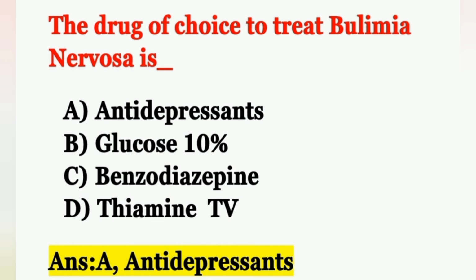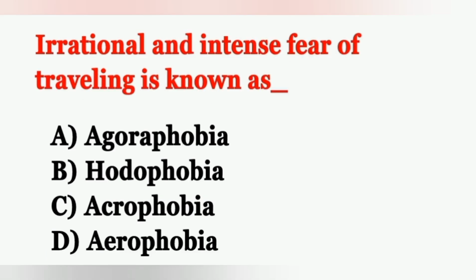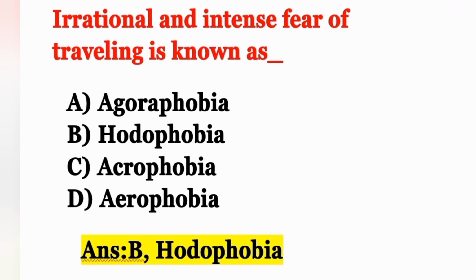And the next question: irrational and intense fear of traveling is known as option A agoraphobia, option B hodophobia, option C acrophobia and option D aerophobia. Intense or irrational fear of traveling is known as hodophobia. Option B is the correct answer. Move on to the next question.